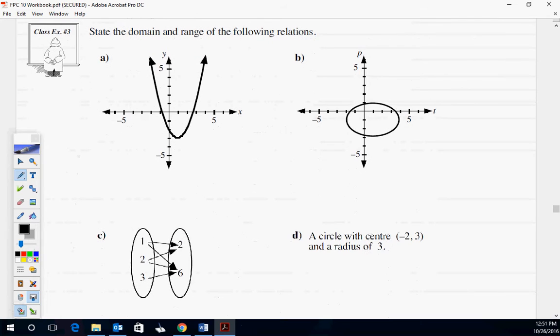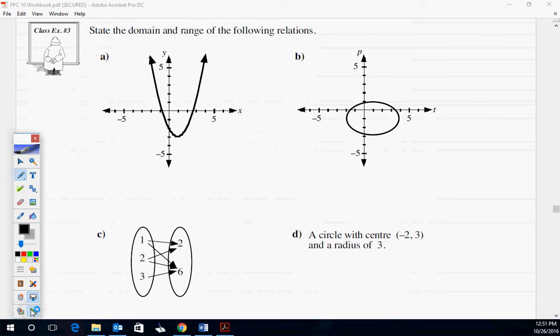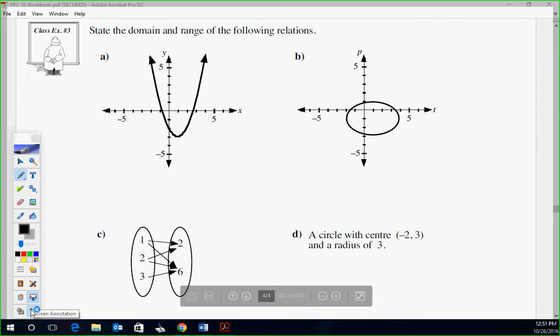Okay, so the states of domain and range are the following. Okay, Andy, what do you think for A? What's the domain for A? Okay. Yeah, Caleb? All real numbers, correct. It's all real numbers because the arrows signify it's going forever in this direction, so all x's will work. There will be an x for all of them.